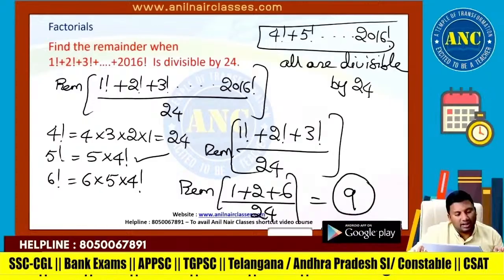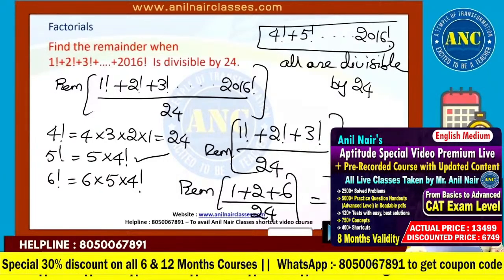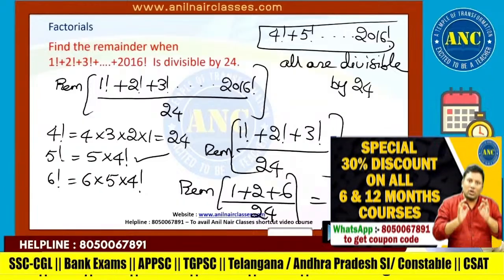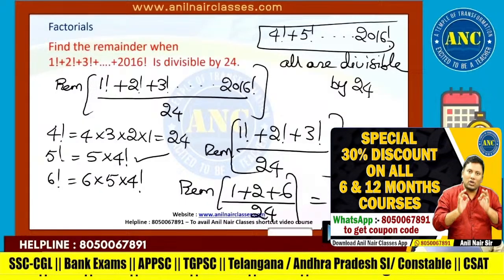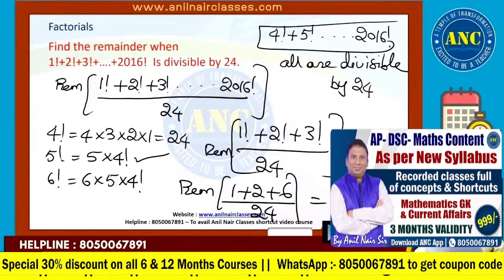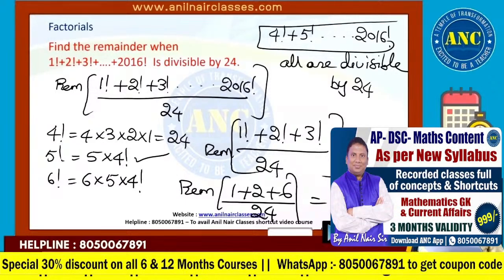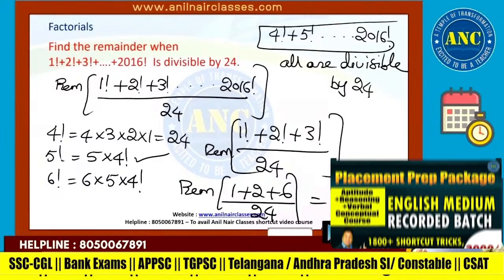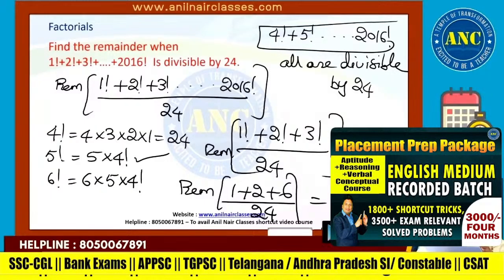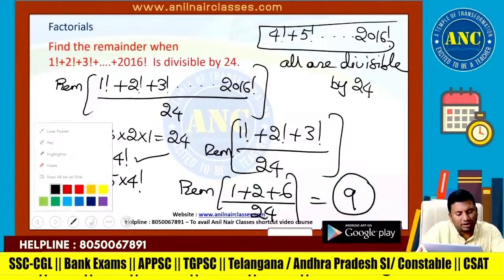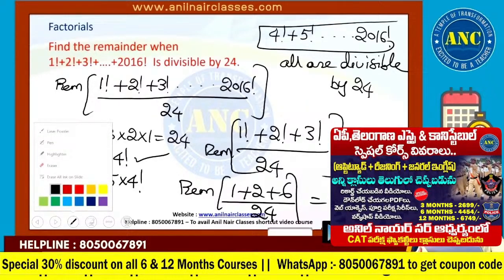Idea is clear, right? From 4 factorial onwards, all are divisible by 24. 4 factorial is 24, 5 factorial is divisible by 24, 6 factorial is also divisible by 24. From 4 factorial, all are divisible by 24. I hope it is clear, right? What we'll do is, we'll slightly change this question so that it will be a little innovative thinking question.